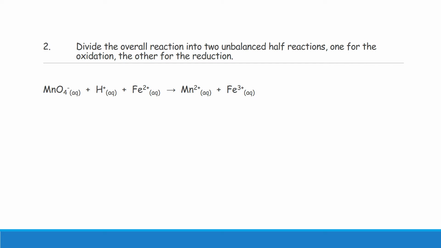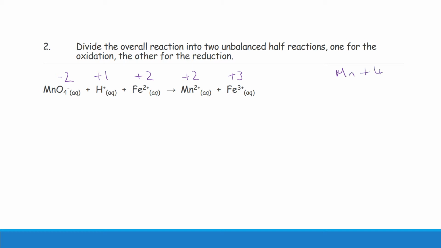Now we're ready to divide our unbalanced skeleton equation into two half reactions. In order to do this, we need to use our oxidation numbers. So I go through and I put in all my oxidation numbers. So let's have a look. In this case, the oxygen is -2, each of the hydrogens is +1, +2 for iron, +2 for here, +3 for here. Now I don't know what manganese is, so over in the corner I'm going to work it out.